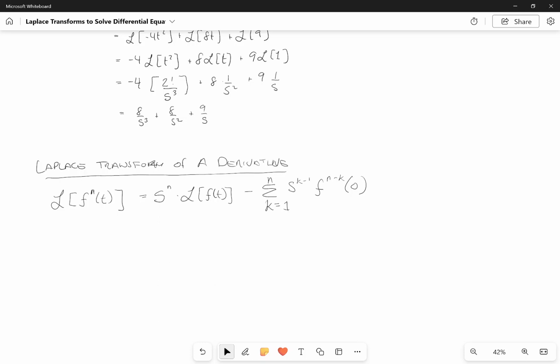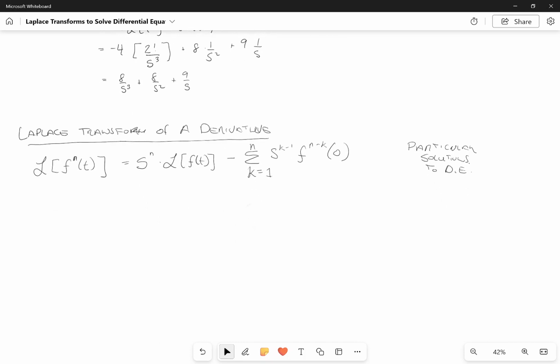So this will give you, if this is being applied to solve a differential equation, the particular solutions to differential equations, ordinary differential equations.